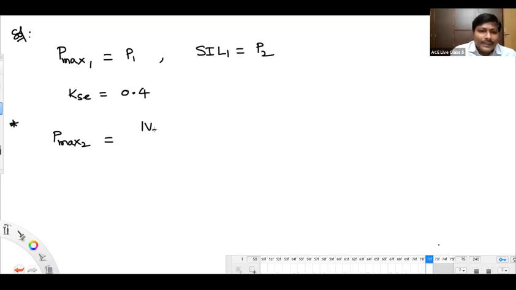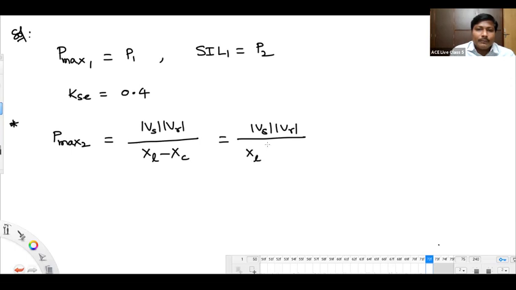It will be Vs into Vr, approximately the same voltages. But in the denominator, you should keep XL minus XC. That is nothing but Vs into Vr, and you take that XL common. By taking XL common, you get 1 minus XC by XL.